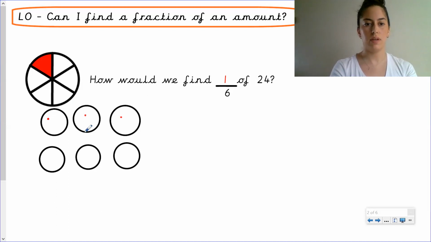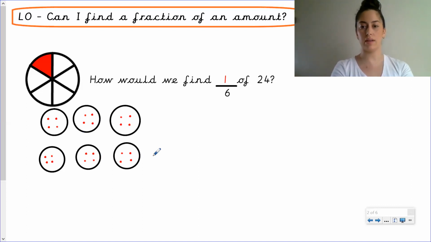1, 2, 3, 4, 5, 6, 7, 8, 9, 10, 11, 12, 13, 14, 15, 16, 17, 18, 19, 20, 21, 22, 23, 24, and I stopped at 24 because my whole number is 24. Okay, now I need to see how many I have in each group. 2, 4, 2, 4, 2, 4. And if I count the rest, I can see that I've got 4 in each group.